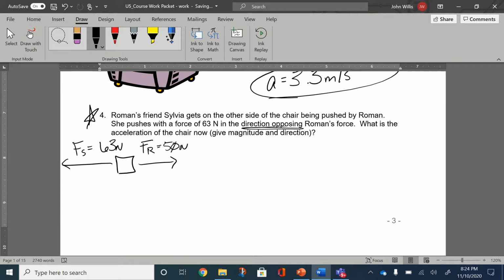And this gets at the main idea. Normally, we would have just jumped right into F equals ma to calculate the acceleration, but then you're left with the question, am I going to apply Sylvia's force? Am I going to apply Roman's force? Do I just ignore one? Do I flip a coin? What do I do? And the short answer is that you have to include both, right?